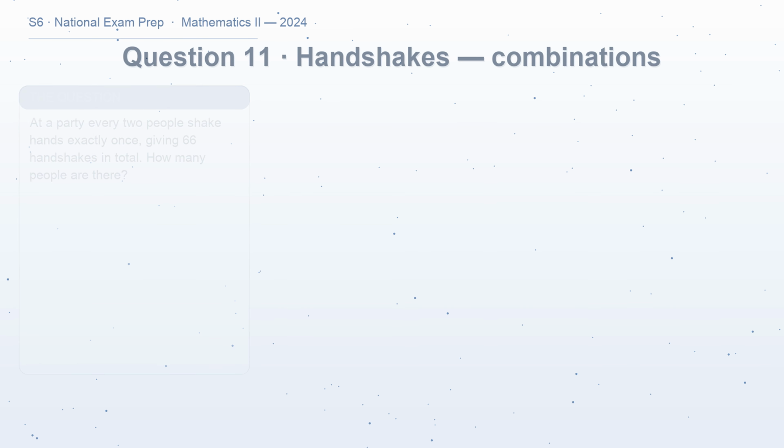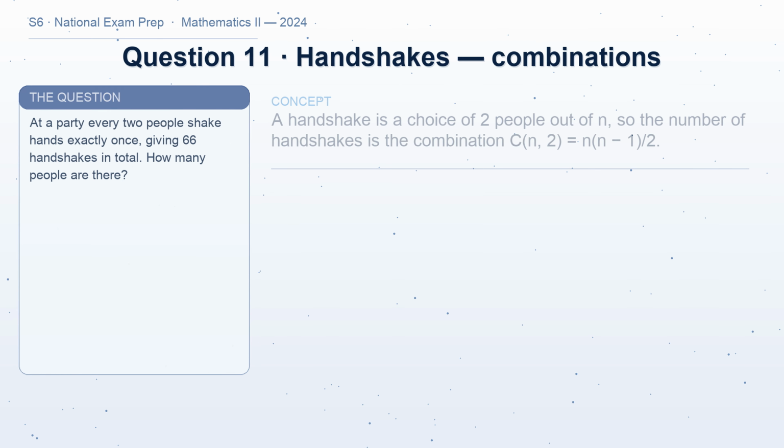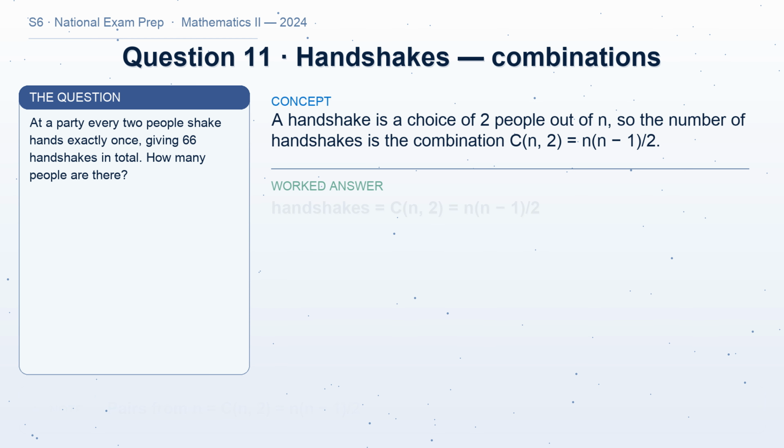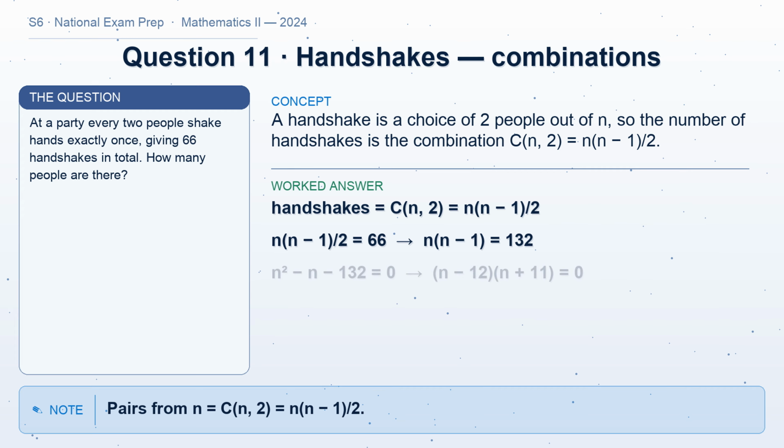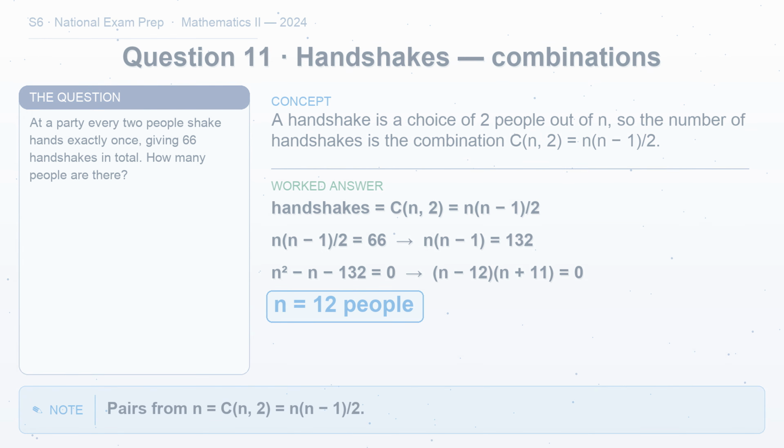Question 11. Every two people shake hands once, and there are 66 handshakes altogether. How many people are there? A handshake is just a choice of two people from the group, so the number of handshakes is n choose 2, which is n times (n minus 1) over 2. Set that equal to 66. N times (n minus 1) over 2 is 66, so n times (n minus 1) is 132. That gives n squared minus n minus 132 equals 0, which factors as (n minus 12) times (n plus 11). The count must be positive, so n is 12. There are 12 people.